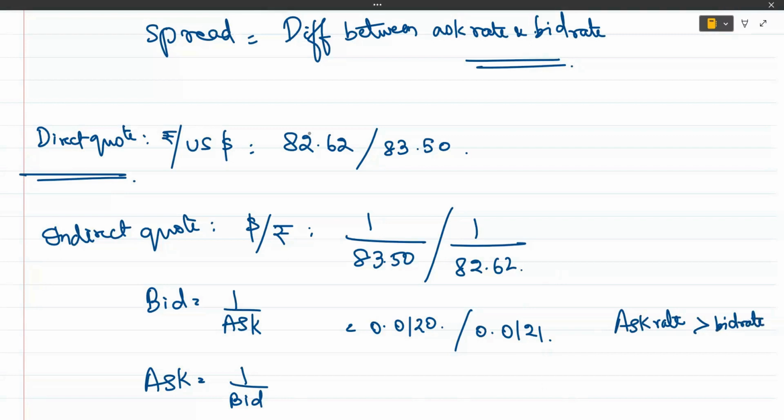If I convert the direct quote to an indirect quote straight away, if I write indirect quote as 1 by 82.62/1 by 83.5, the bid rate will become greater than the ask rate, but it is not possible. Hence, while converting the quote to an indirect quote for a two-way quote, the bid rate will be 1 by ask and the ask rate will be 1 by bid. Did you understand so far? One-way quote, two-way quote, direct quote, indirect quote.